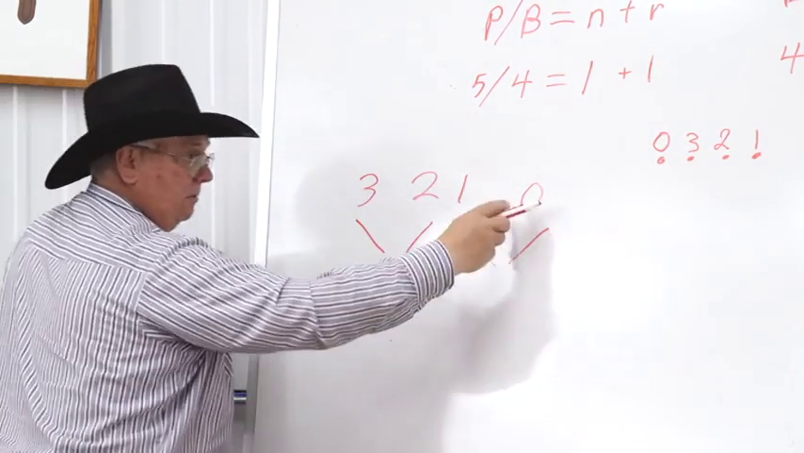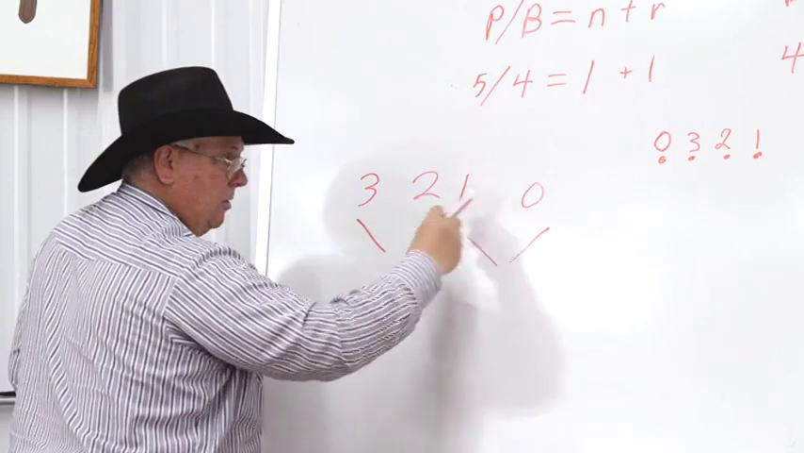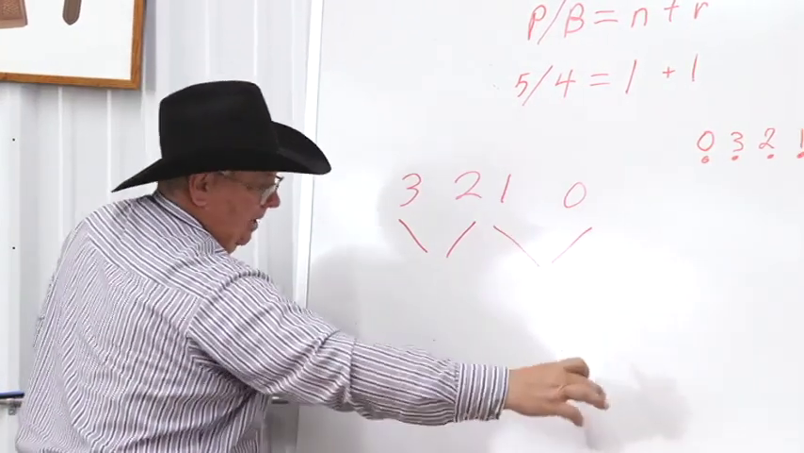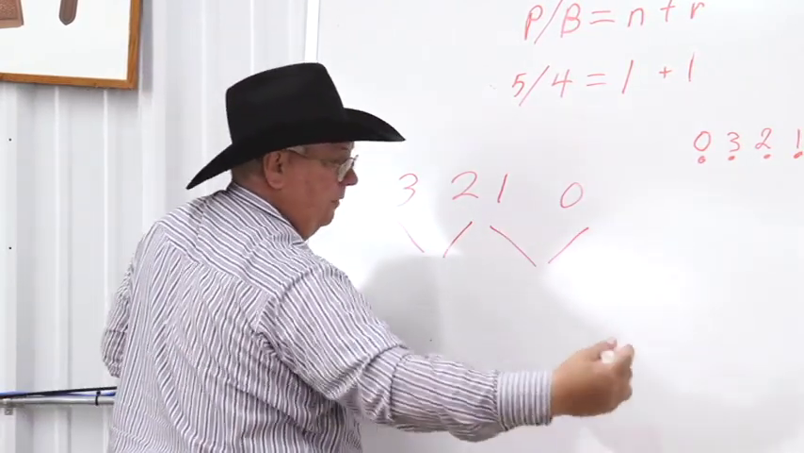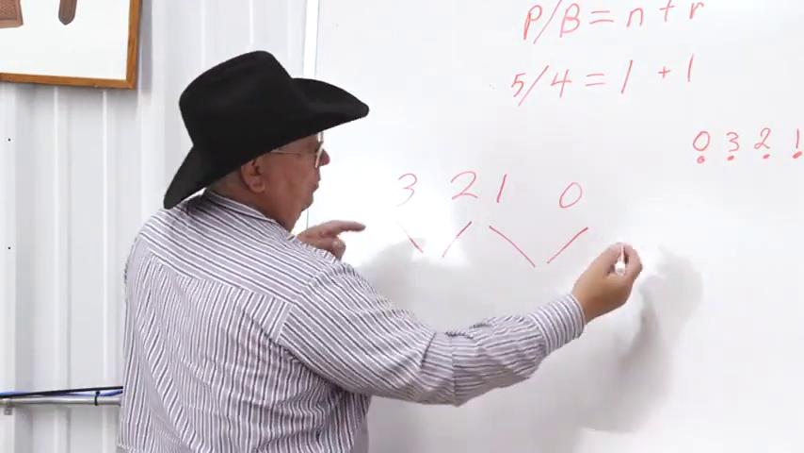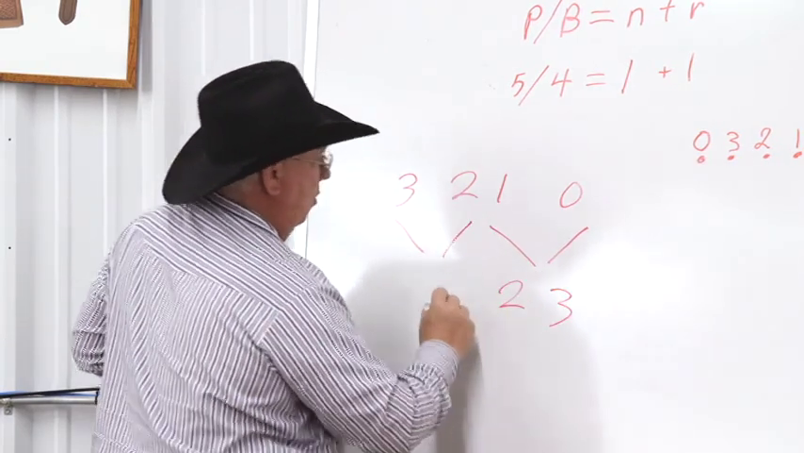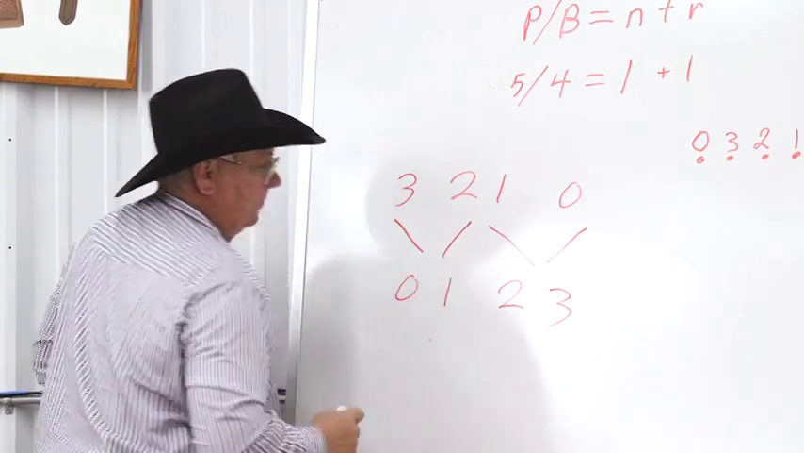These are the numbers that we use when we're going from left to right. The numbers on the bottom are the ones we'll use if we're going from right to left. So now we write them backwards, so it's 3, 2, 1, 0.